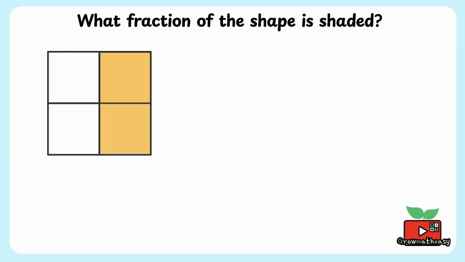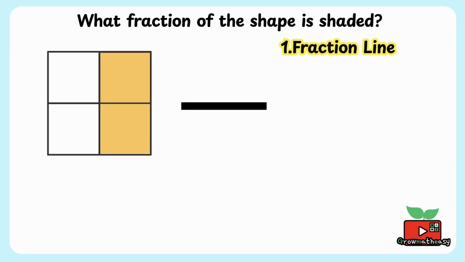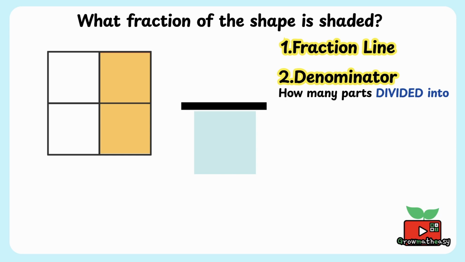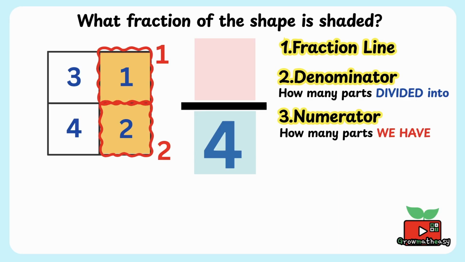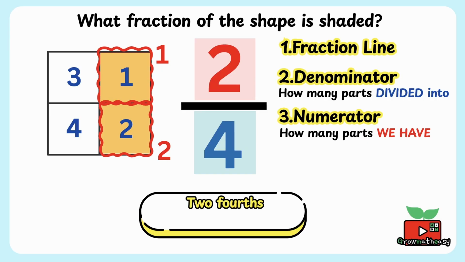Let's try another one. What fraction of the shape is shaded? First, check carefully. Are all the parts equal? Yes. Now follow the steps. Step 1, draw a fraction line. Step 2, the denominator, count how many equal parts the shape is divided into. 1, 2, 3, 4. There are 4 equal parts, so we write 4 as the denominator. Step 3, the numerator. We count how many parts we have. 1, 2. So we write 2 as the numerator. So that's 2/4.